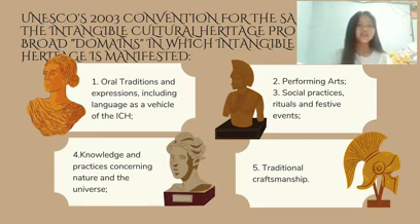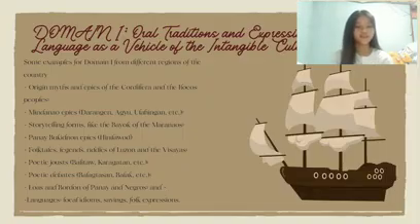And lastly, traditional craftsmanship. The first domain is oral traditions and expressions, including language as a vehicle of the intangible cultural heritage. The oral traditions and expressions domain encompasses an enormous variety of spoken forms, including proverbs, riddles, tales, nursery rhymes, legends, myths, epic songs, dramatic performances, and more.